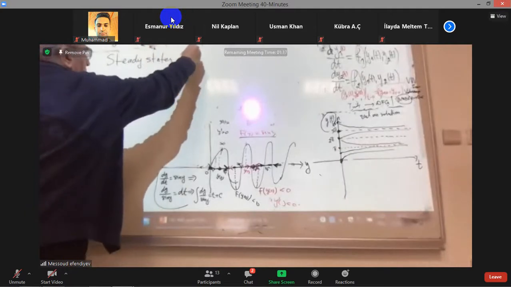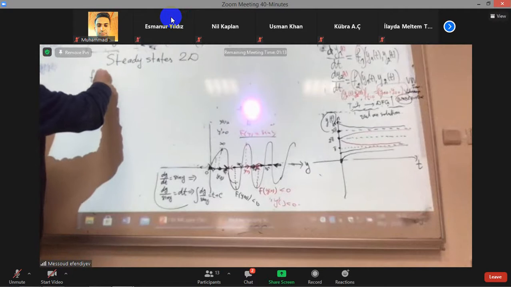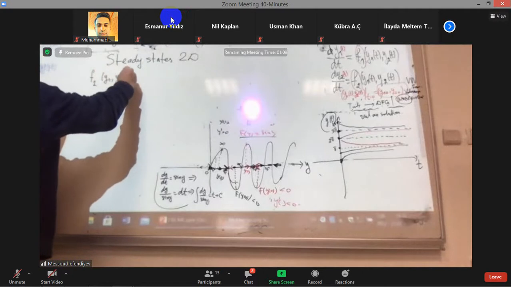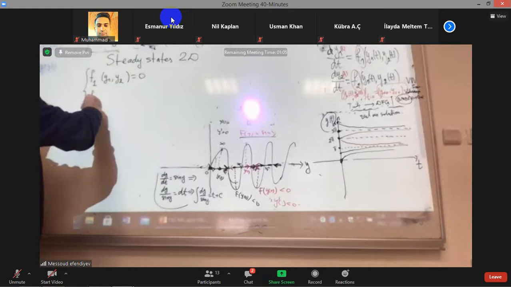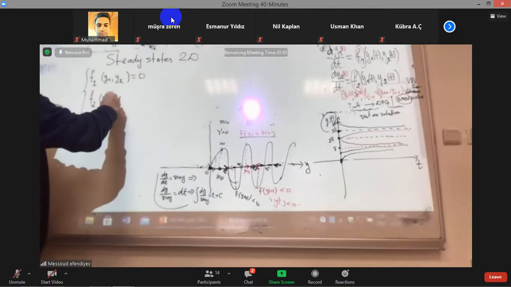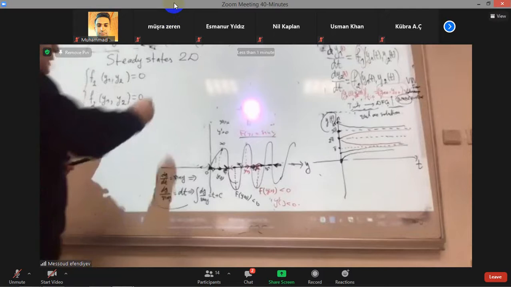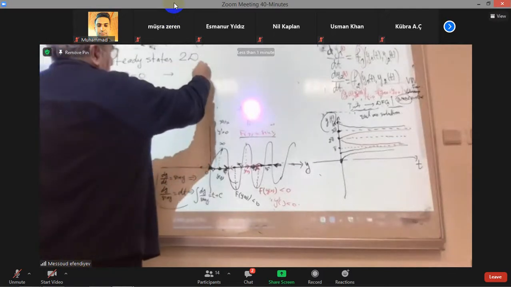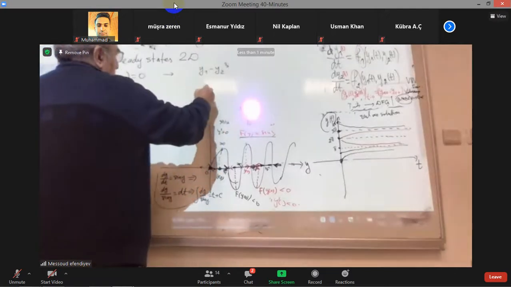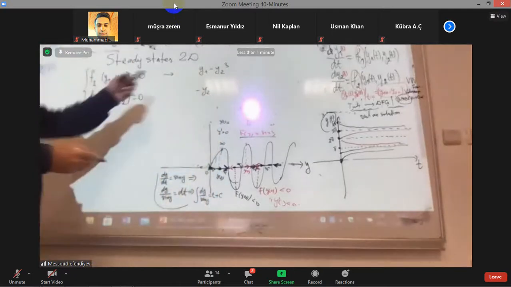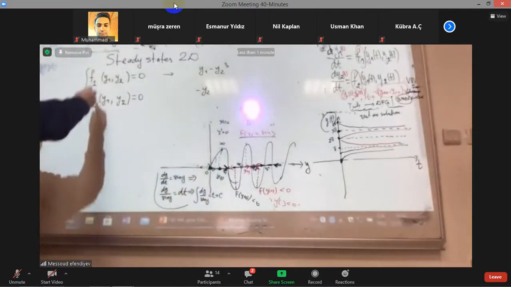The steady state, in a two-dimensional system, means that we are looking for f1(y1, y2) equal to zero. This function is given, and therefore we also know f2(y1, y2) is equal to zero. For example, f1 could be y1 minus y2 cubed, and f2 could be y2 minus or plus something, it depends on you. So these functions are given.